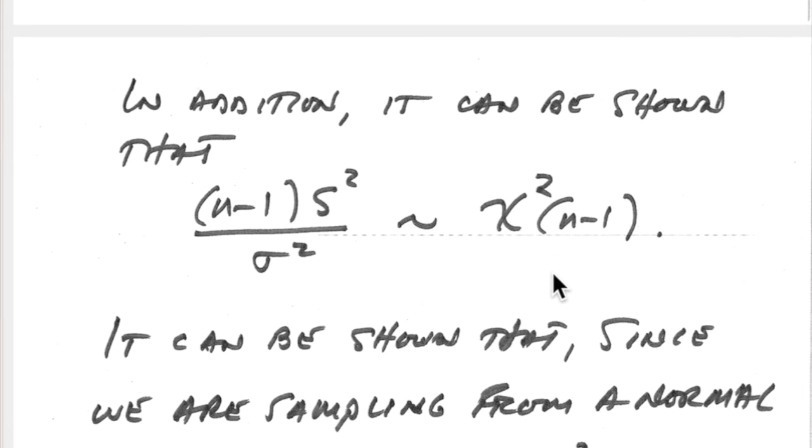Now, in talking about the chi-square distribution just a while ago, we pointed out that when we're sampling from a normal distribution, if we calculate the sample variance, multiply it by n minus 1, and divide by sigma squared, then that resulting random variable has a chi-square distribution with n minus 1 degrees of freedom.